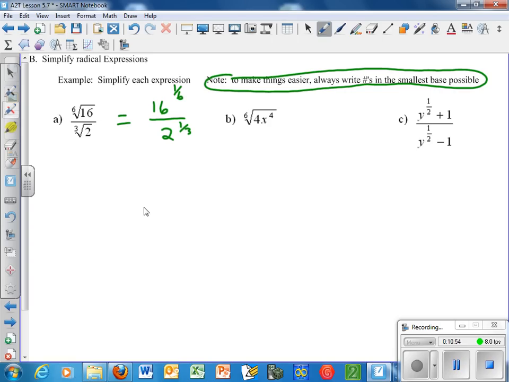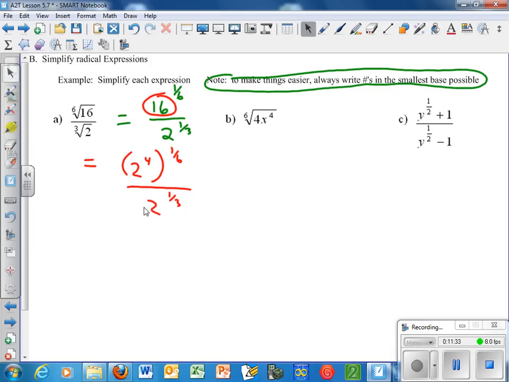Now, what I want you to notice is on the top right here, I have 16. I can write that with a smaller base, meaning 16 can be written as 4 squared, but 4 is not the smallest base. The smallest base would be 2 to the 4th power, because 16 is 2 to the 4th. Now, that 16 was to the 1/6 power, so I have to raise my 2 to the 4th to the 1/6 power. Okay, and then on the bottom, I can't write it with a smaller base than 2, so I still have my 2 to the 1/3.